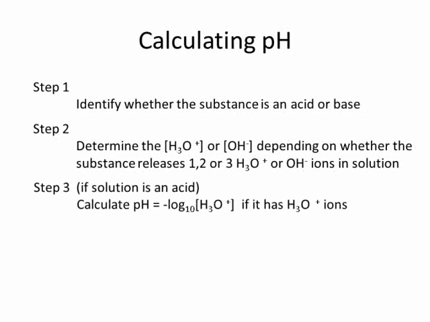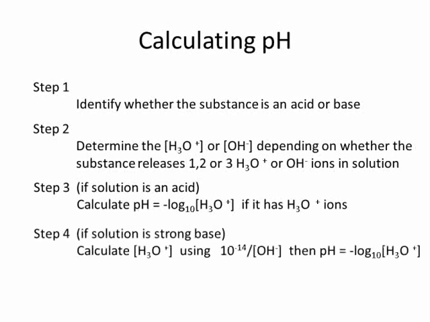Once we have that concentration, if we've got H3O+, we can just calculate the pH directly by taking the negative log of the hydrogen ion concentration. But if we have to get the pH when we've got a hydroxide situation, we first have to calculate the H3O+ using our ionic product and then turn it into a pH.